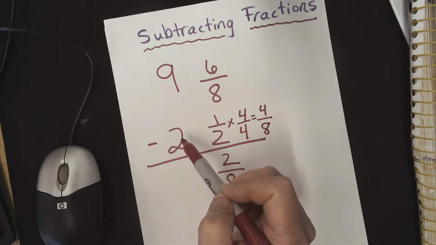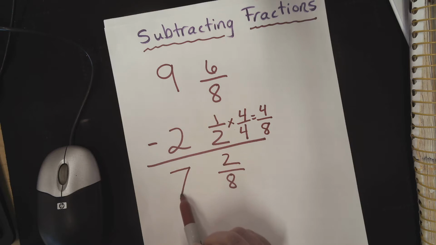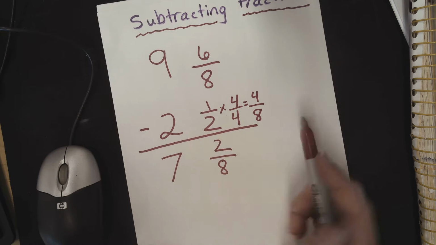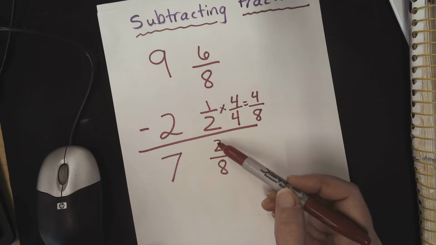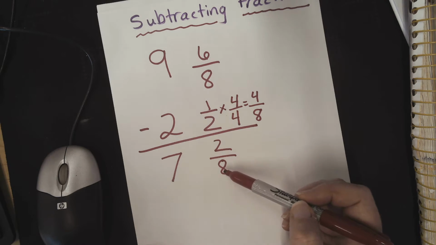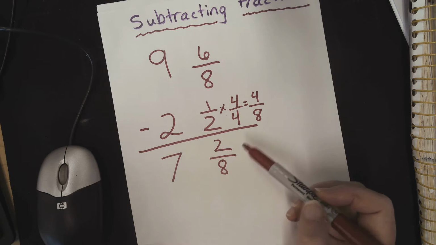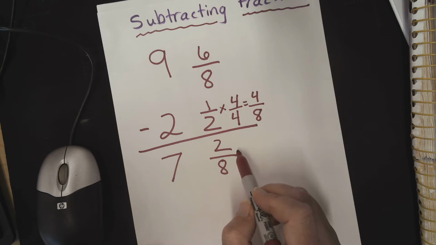And 9 minus 2 is 7. And now I'm going to ask myself, is my fraction piece simplified in lowest terms? I might need to make an equivalent fraction. And I can see that the top and bottom numbers are both even numbers, so I know at least I can do divided by 2 top and bottom.